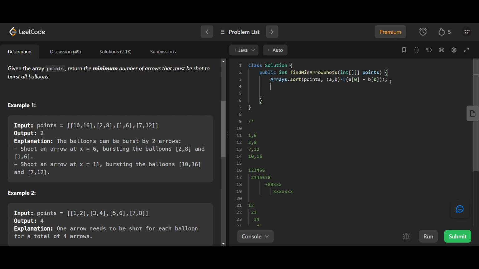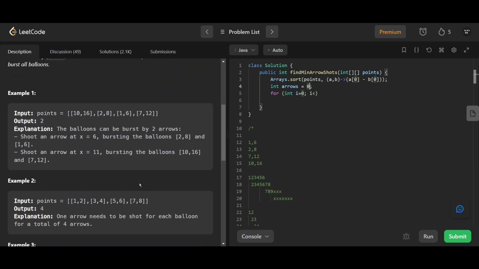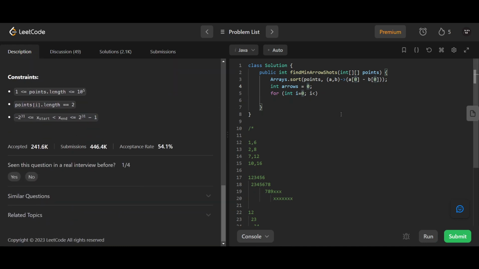Now what you're gonna do is int arrows equals 0, or rather start, if points, what is the length of points array? At least one, right? So make arrows equals to 1. And now for i equals to 0, i is less than points.length and i plus plus. You wanna check?